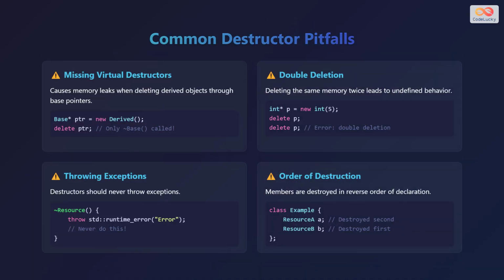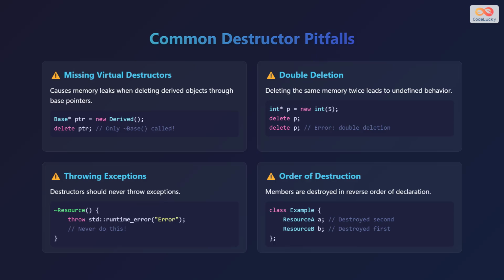Virtual destructors are essential when dealing with inheritance. When deleting a derived class object through a base class pointer, a non-virtual destructor will only call the base class destructor. This can lead to resource leaks and undefined behavior if the derived class has allocated additional resources. Therefore, always make base class destructors virtual when inheritance is used.